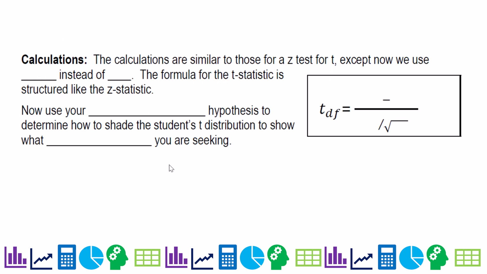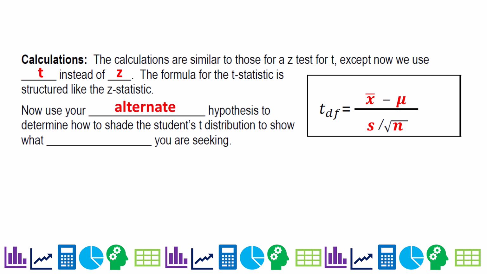So calculations, you're rarely going to have to do these. We are using a t instead of a z, and this is the formula for the test statistic. It's the sample mean minus the hypothesized mean over your standard error, which is the sample standard deviation divided by the square root of n. N is your sample size.